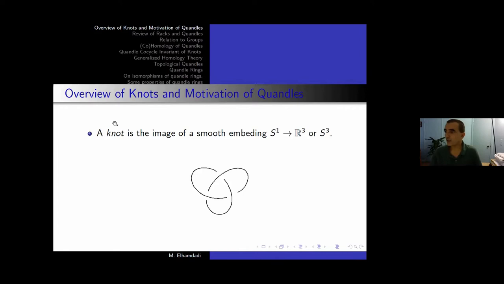We start with the definition of a knot. A knot is just the image of a smooth embedding of the circle in R3. Now, I have a piece of rope. Basically, this is a knot. I just take an interval, I put a knot in it, and then I glue the ends. And then one has to see it in three-space, lying in R3 or in the three-sphere, if you consider the compactification of R3. Then this is a knot lying in three-space.